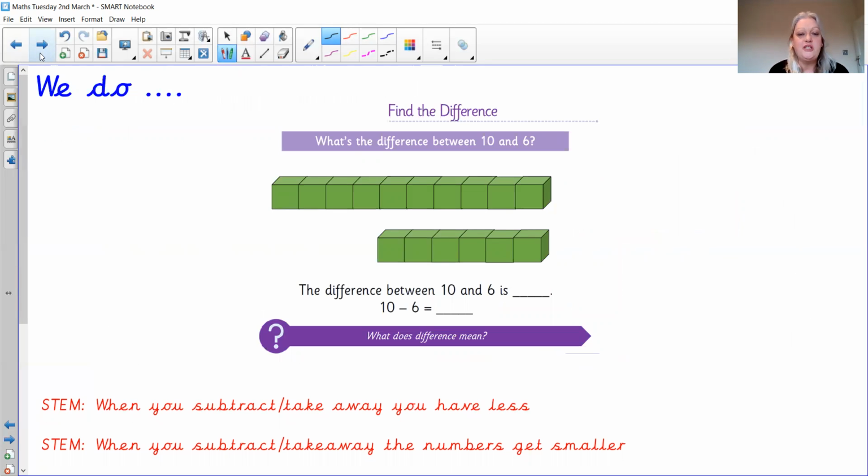Okay, so we're just moving on, maybe using multi-link to do it, just the same, instead of using cakes. So it's asking us now, what is the difference between, what number is that? That's right, find the difference. What's the difference between 10 and 6? So which stack of cubes is 10, top or bottom? Of course it is, it's the bigger number, isn't it?